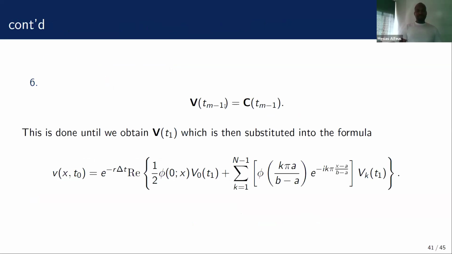You calculate it this way, and then you set your V to be equal to C, and then you repeat this until you get V at T1, and then you substitute that V at T1 into this formula. So this is the formula for the call option in this case at time t equal to t0. Sorry.